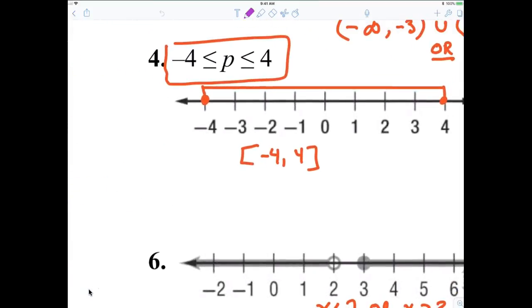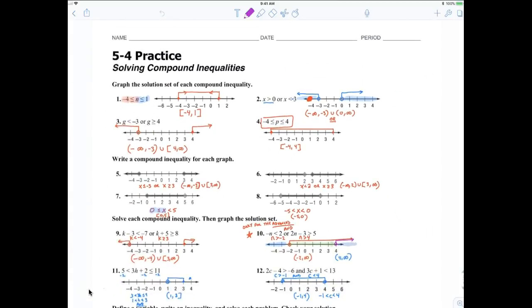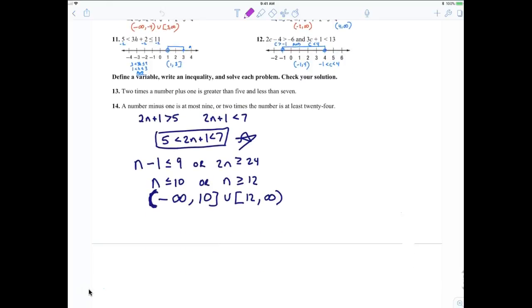All right, now I tried to explain yesterday. That means P is between -4 and 4. That's what that means. And a hard bracket. Math help, right? Okay. So number 14. Here we go.